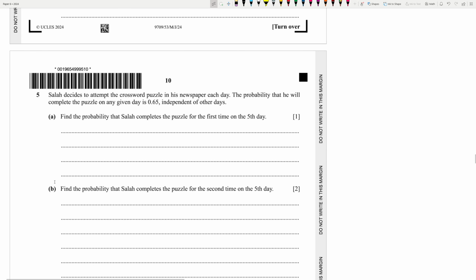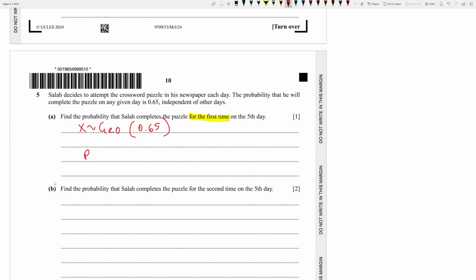Salah decides to attempt the crossword puzzle in his newspaper each day. The probability that he will complete the puzzle on any given day is 0.65, independent of the other days. Find the probability that Salah completes the puzzle for the first time on the 5th day. If you see text like this for the first time, it's a geometric distribution, no doubt. X is geometrically distributed. And the probability of success is 0.65.